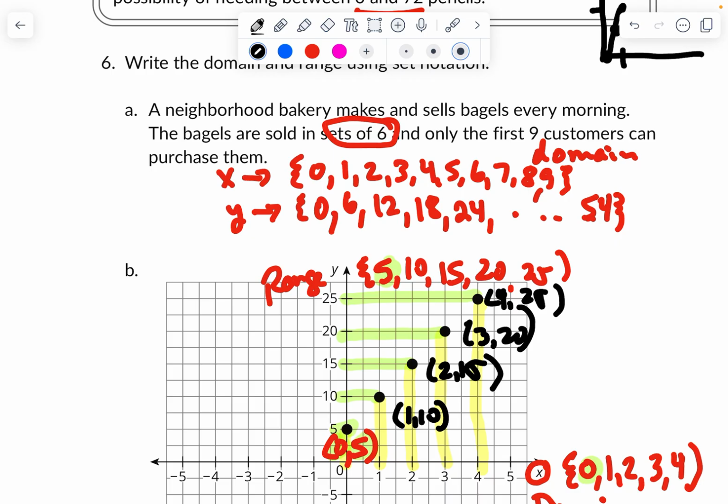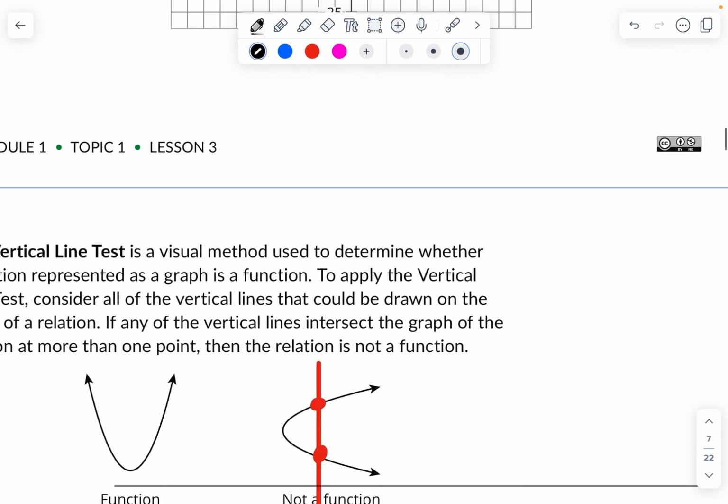If I'm selling bagels in sets of 6 and it's based on my customers, I'm never going to sell 3 bagels, okay? I'm going to sell 6 bagels to the first customer, and then I'm going to be up to 12 after I get to 2 customers. You're not going to have 1.5 customers. This is a discrete graph situation. That's when you use discrete.